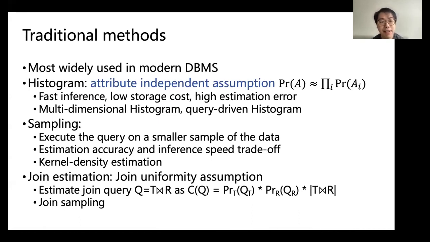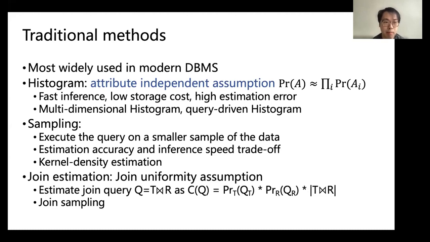So apparently it has fast inference speed and low storage cost, but it can generate high estimation errors because in the real world, correlations generally exist. This will lead to suboptimal plans. Some variants of histograms include multi-dimensional histograms and query-driven histograms. They can capture the attribute correlations to a certain degree. However, their estimation accuracy is still not satisfactory enough.